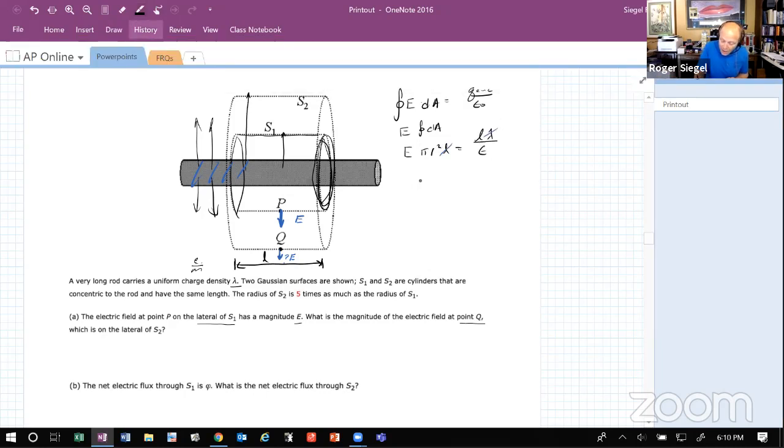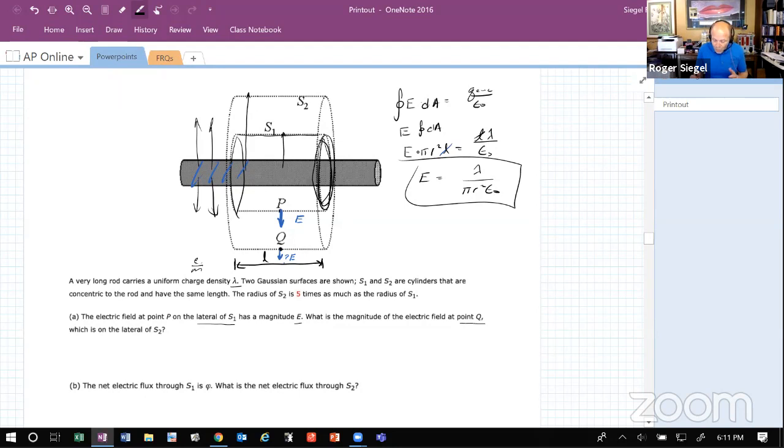And so we get that E is equal to L. I'm sorry, did I do that? I sure did. I canceled the wrong thing. Let's see if we can back that out. Okay, all right, let's cancel the correct thing. We are canceling the L. And so we have E is equal to lambda over pi r squared epsilon naught.